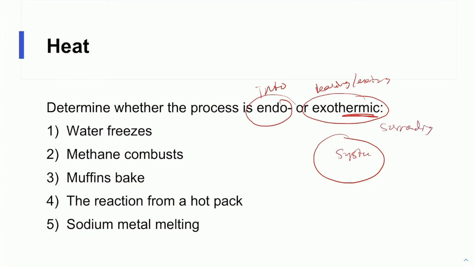So when water freezes, if water is going to be our system, is heat going into or out of the system? Well, you have to lose heat in order to freeze, right? And so this is going to be an exothermic process. Methane combusts. Anytime you combust something, combusting is blowing up something. Imagine if you were to put your hand next to something that combusted. Would it feel hot or cold to you? If it feels hot, your hands are the surroundings, so that means heat was leaving the system. Okay, and that means this is going to be exothermic.